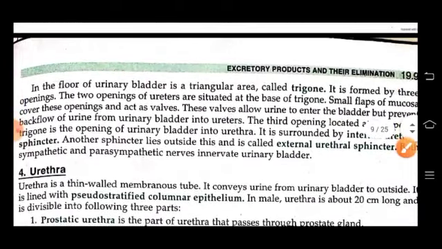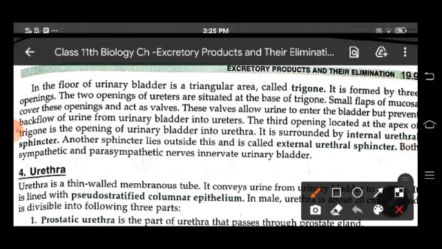In the floor of the urinary bladder is a triangular area called the trigone which has 3 openings. The 2 openings are from the ureters, and small flaps of mucosa cover these openings and act as valves. The 3rd opening is located at the apex of the trigone. It is the opening of the urinary bladder into the urethra. Now the urethra has an external urethral sphincter, and both sympathetic and parasympathetic nerves innervate the urinary bladder.